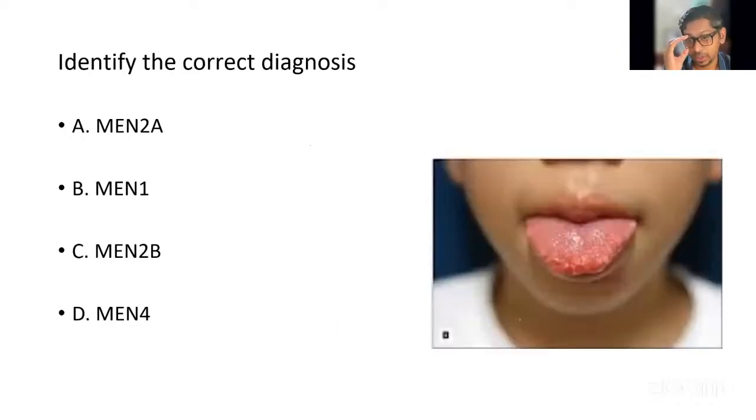Okay. Clinical image, identify the correct diagnosis: MEN 2A, MEN 1, MEN 2B, MEN 4. We again discussed this. You can see these nodular lesions on the tongue. This is what is known as ganglioneuromas or neuromas. These are neuromas that are found in the tongue. They may be found in the oral cavity, in other mucosal areas, and you can find them in the gut as well. So this is characteristic of MEN 2B syndrome.